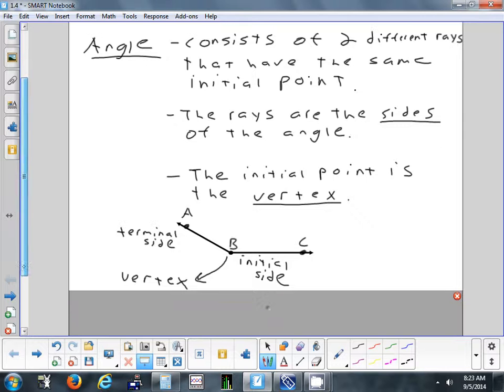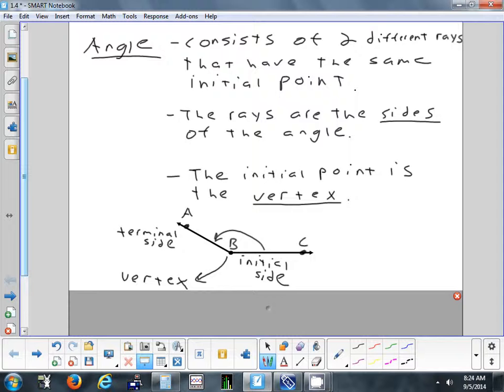Okay, generally, the way we figure out which side is the initial and which side is the terminal is we go in a counterclockwise direction. If you measure angles in a counterclockwise direction, that's considered positive. And if you take trig with me as a senior, we talk about measuring counterclockwise and clockwise. With geometry, we'll try to stick with positive angles. So we always measure in a counterclockwise direction. Initial side, and then where you go to, counterclockwise, that's the terminal side.